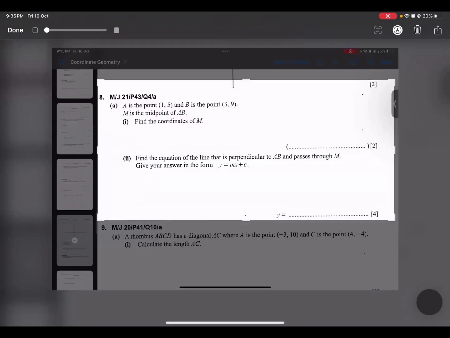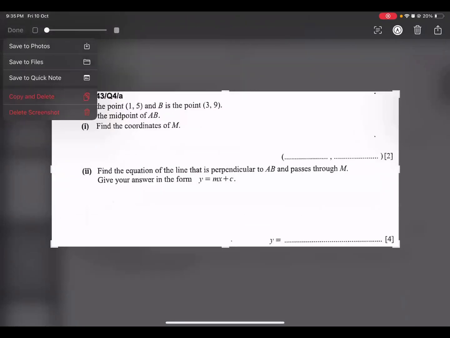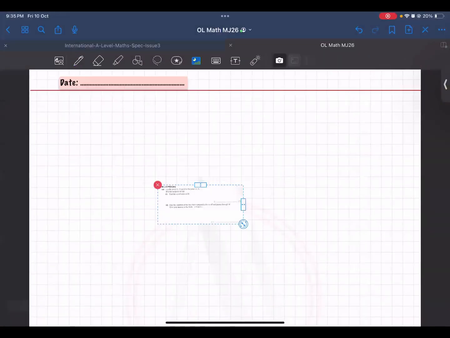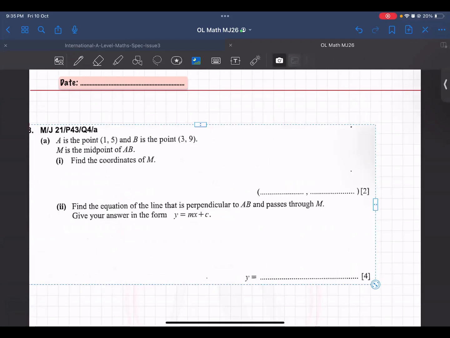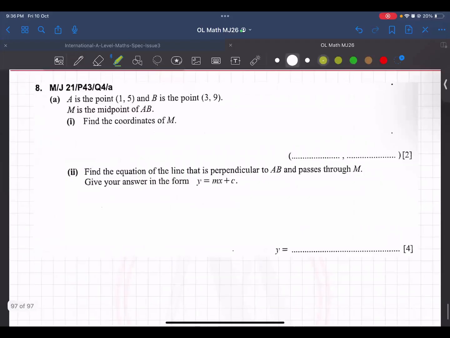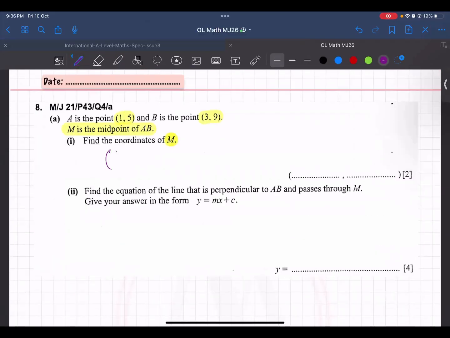It's giving you 6 marks for the same thing, I think. So you can see they have given you point A, point B. They're only telling you M is the midpoint. Find the M. They're asking you to get the midpoint. So simple. You would add the x's, 1 plus 3 upon 2. You would add the y's, 5 plus 9 upon 2. So 4 upon 2 is 2, and 14 upon 2 is 7.